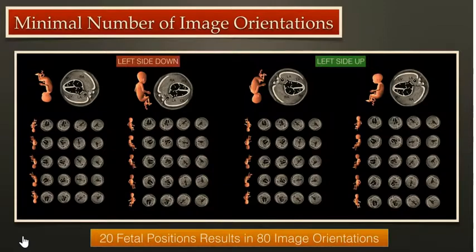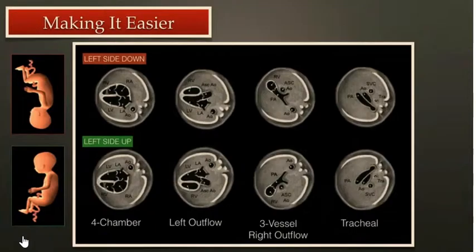If we examine the four screening views as suggested by the ISUOG guidelines, there are over 20 fetal positions and 80 image orientations that we would need to memorize. I'm not sure about you, but for me, memorizing all of these relationships is difficult. So what can we do? I use this simple technique. I always orient the apex of the four-chamber view so that it is on my left. Doing this, I only have to worry about 8 views represented in this illustration.